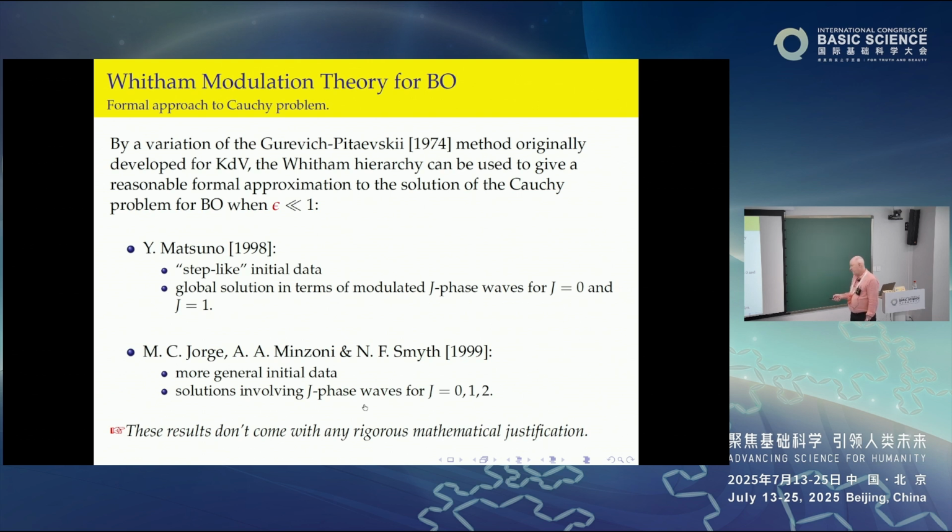And there was a paper the very next year by Jorge, Minzoni and Smyth. They had a more general class of initial data, and correspondingly, they saw more general types of evolution. They were able to see some J equals 2 motions as well. So anyway, it's all very interesting and very compelling. But it has to also be said that these results are formal and they're not attached to a rigorous mathematical description. So we want to know, is it true what they're saying, and can we prove it, and can we say more? That's kind of the idea.